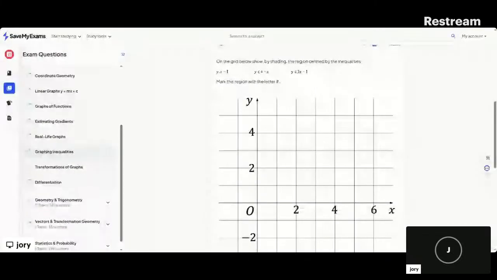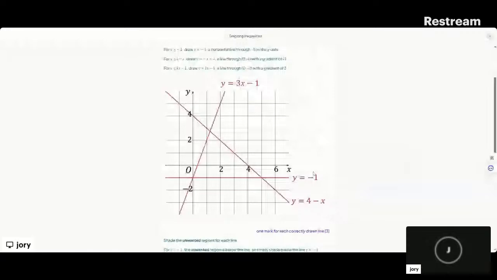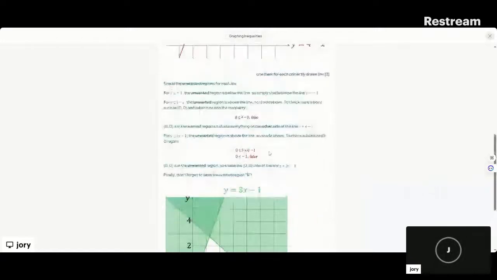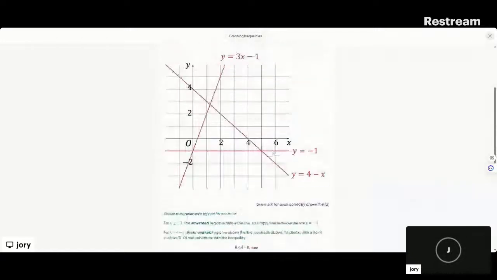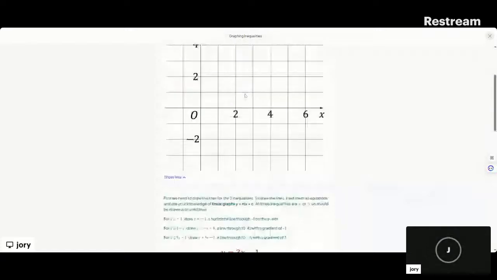It was black, wasn't it? It's okay. I did the same. Oh no, I did not do that. Wait, did it say shade the unwanted regions? On the given grid, by shading the region defined by the inequalities, mark this region with the letter R.